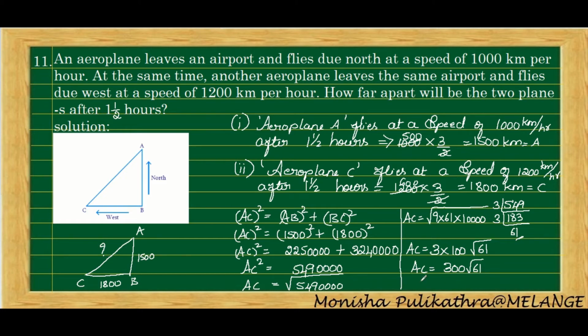So after 1.5 hours, the planes are 300 root 61 kilometers apart. You can write apart here. 300 root 61 kilometers apart. So this is the answer. I hope you understood this.